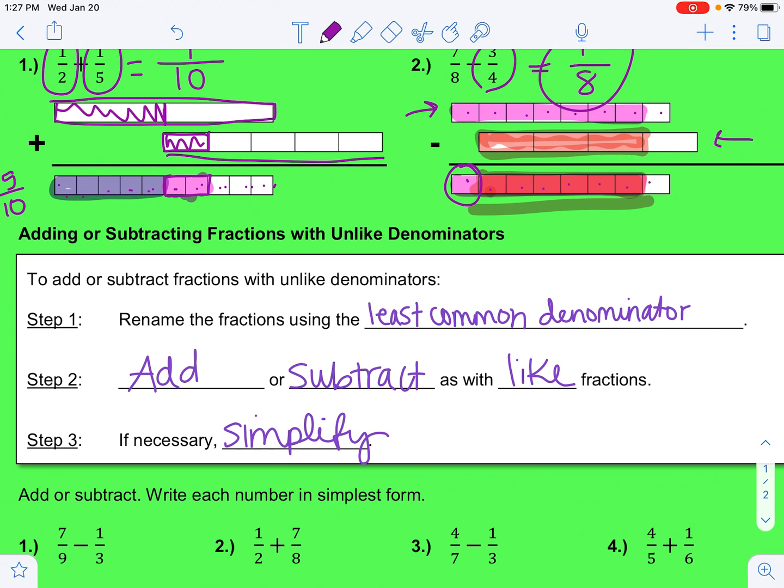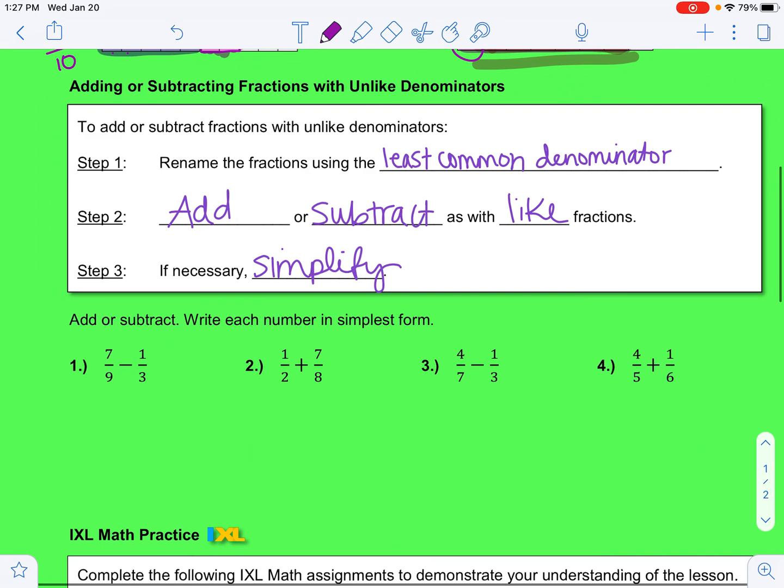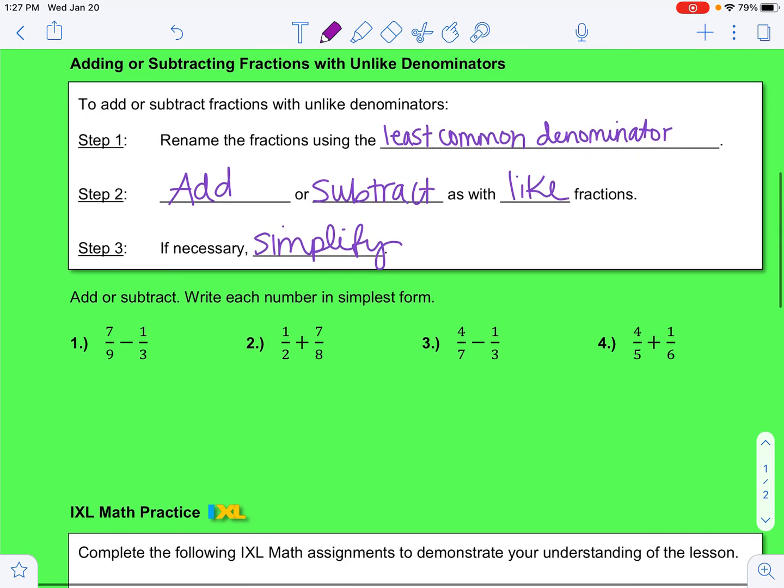Okay, the next step is to add and subtract, just like we did in the lesson in 4.1. We just add our numerators and keep our denominators the same. And then lastly, always simplify if we can. Alright, let's get started. If you haven't filled out the box, make sure you do. You can pause the video and we will get started.